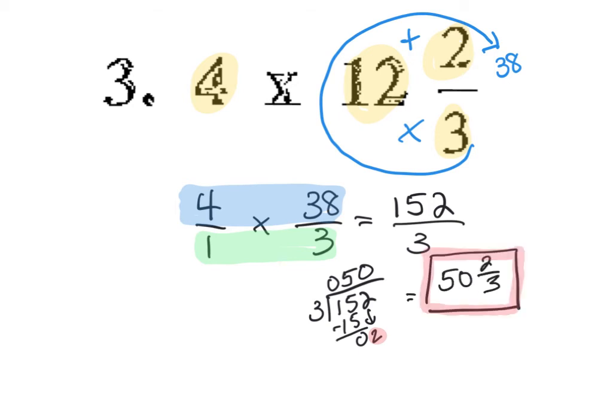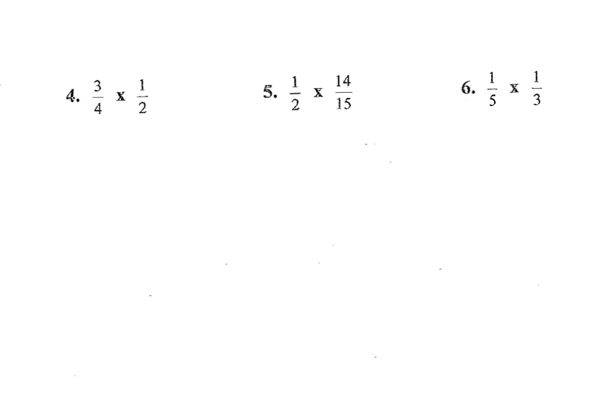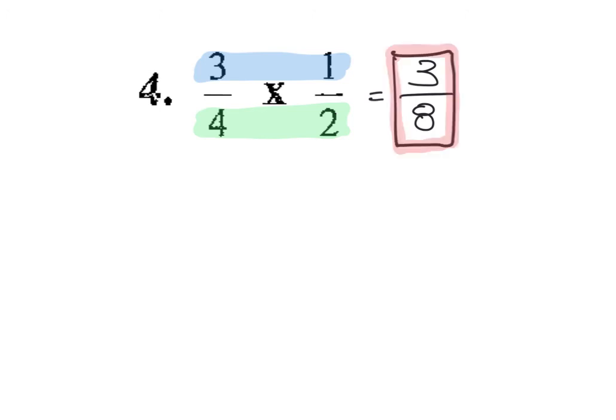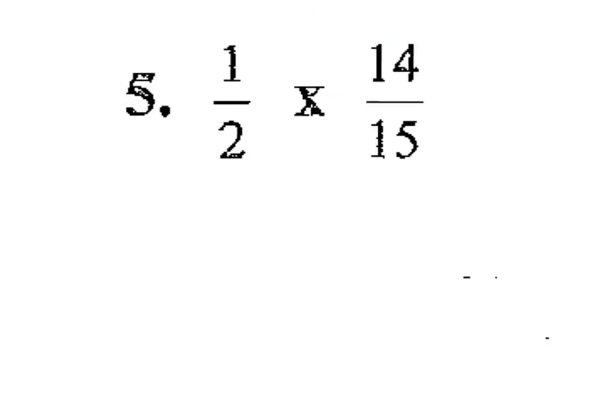Nice job. Now it is certainly much easier to multiply two fractions when you don't have any whole numbers and you don't have any mixed numbers, because all you need to do is multiply straight across. If I want to know what 3/4 times 1/2 is, I multiply straight across 3 times 1, which is 3. And then I multiply straight across 4 times 2, which is 8, which means 3/4 times 1/2 is 3/8. Nice job.